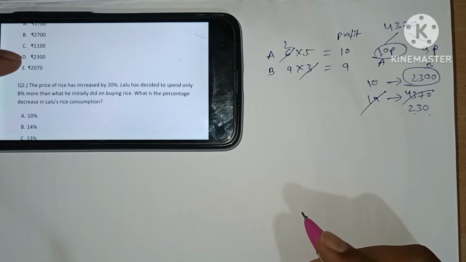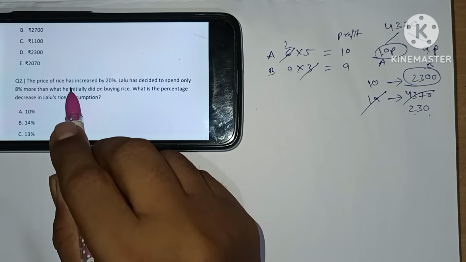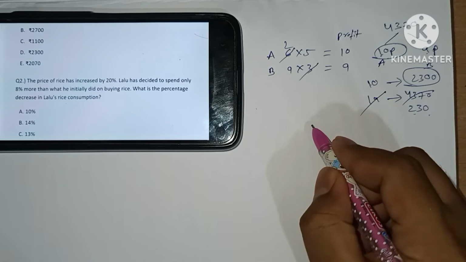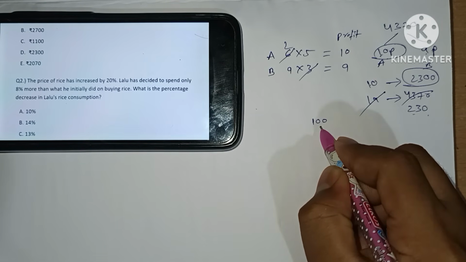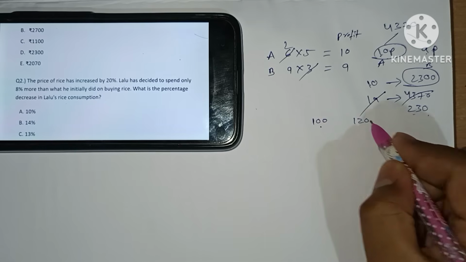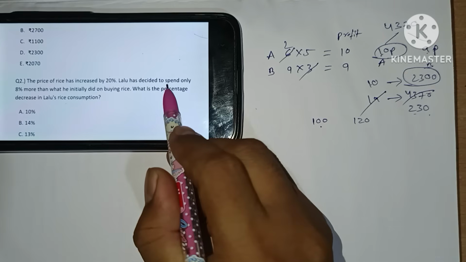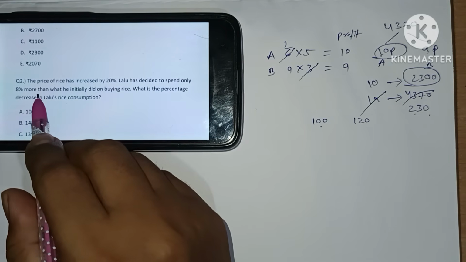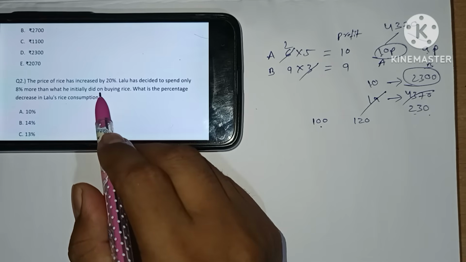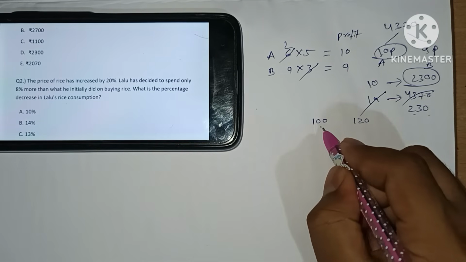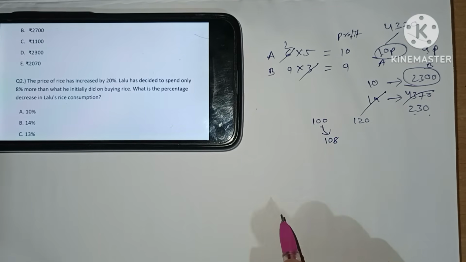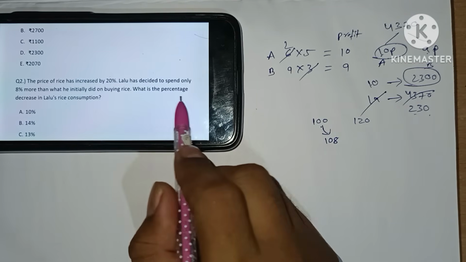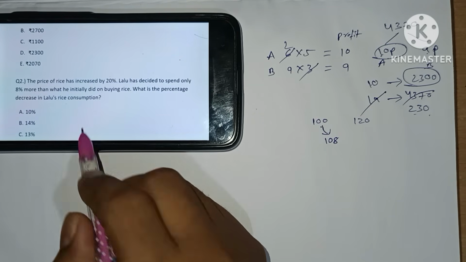Next we are going to see the second question. The price of rice has increased by 20%. So initially assume that the price is 100. Now it becomes 120. Lalu has decided to spend only 8% more than what he initially spent on buying rice. So he is only capable of buying 108. Next, what is the percentage decrease in Lalu's rice consumption?